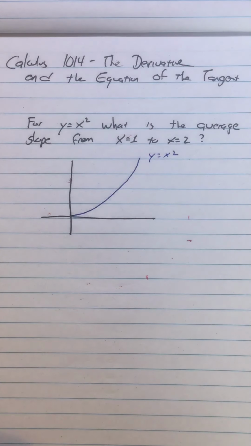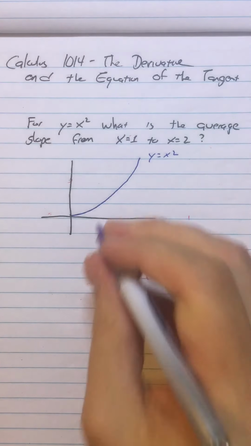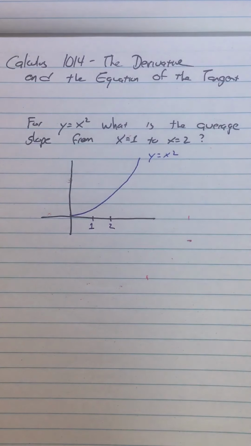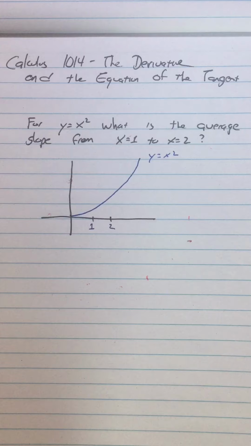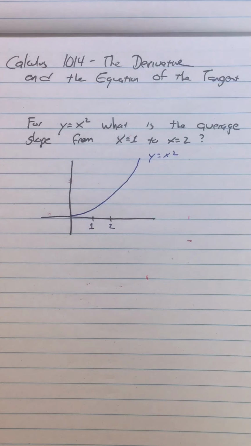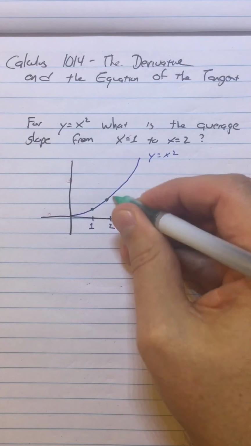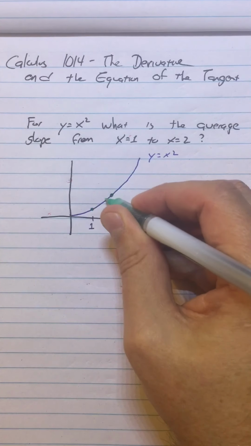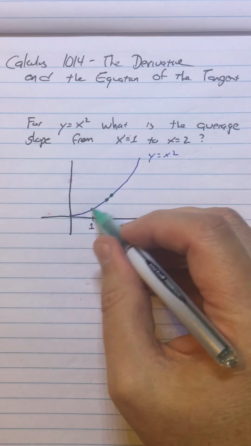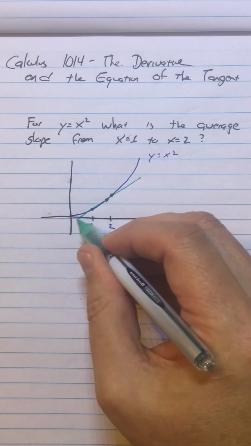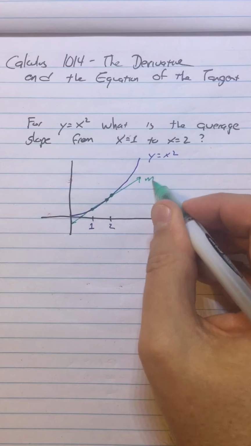And then we're going to look at the points x equals 1 and x equals 2. And what we're going to do is we're going to say, if I look at this point and this point, well, okay, that's supposed to be nice and straight, like that, okay? And then I draw the line that goes through them. Then what would be the slope of that line?